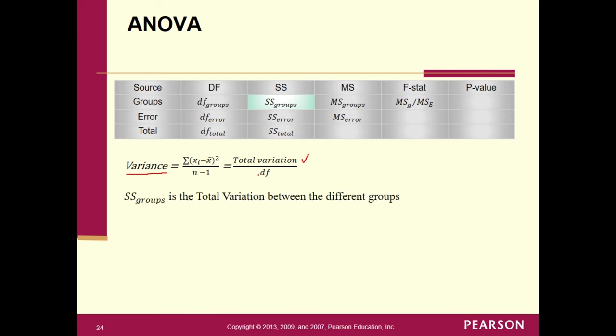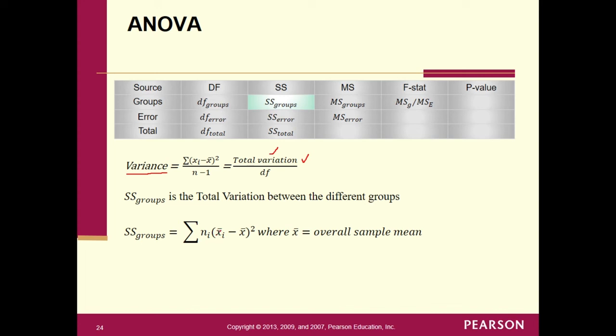SS groups is the total variation, okay? So it's this number right here between the different groups. That's what it is. It's the numerator in some way, shape, or form, all right? So here's the formula, okay? I'll get to n sub i here in a second.